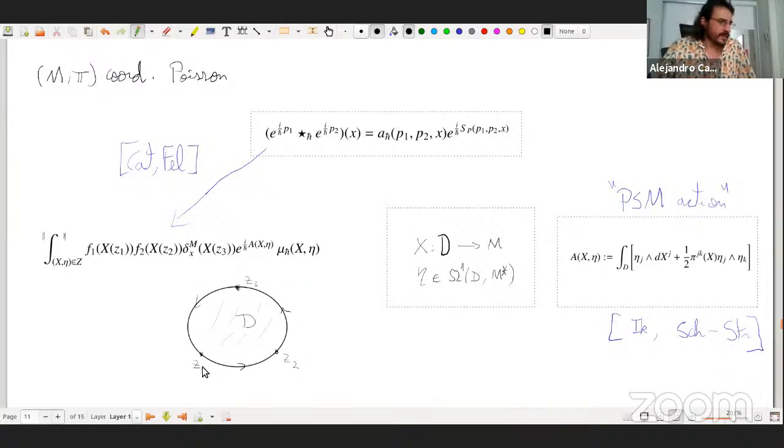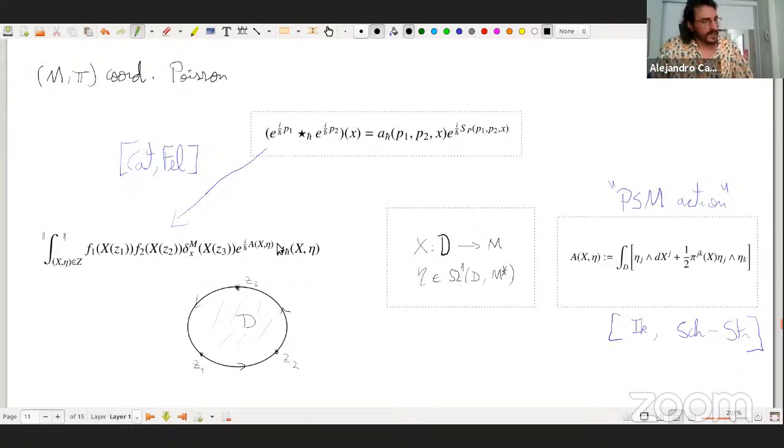Another ingredient is that there are 3 marked points in this disk, in the boundary, and they appear here. So you are supposed to evaluate this map on those points, and evaluate F on the first, F2 on the second, and this is a delta which says that the value of this field at that point should be little x.